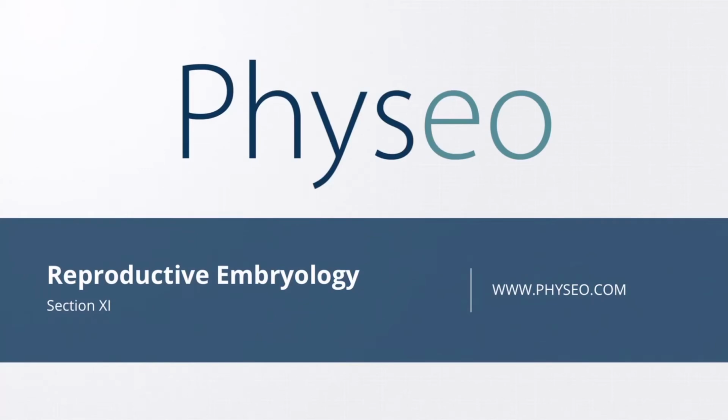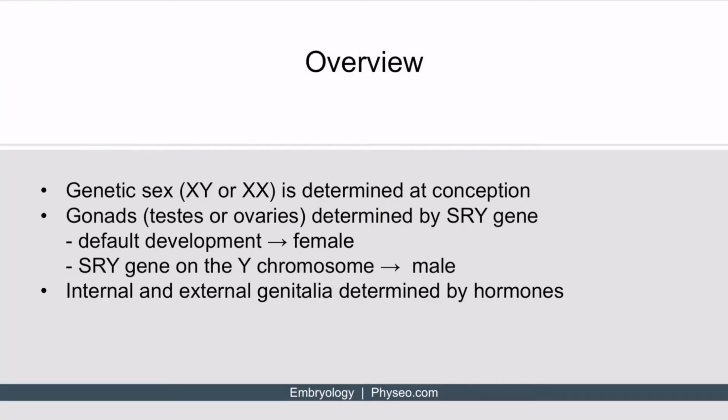Welcome to section 11 of reproductive embryology. In this section, we'll be discussing normal genital development. Let's get started. As an overview, you should know that genetic sex is determined at conception.